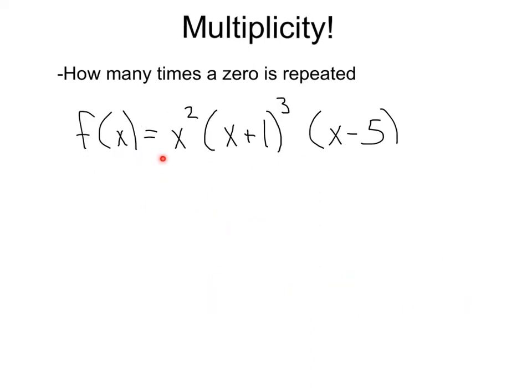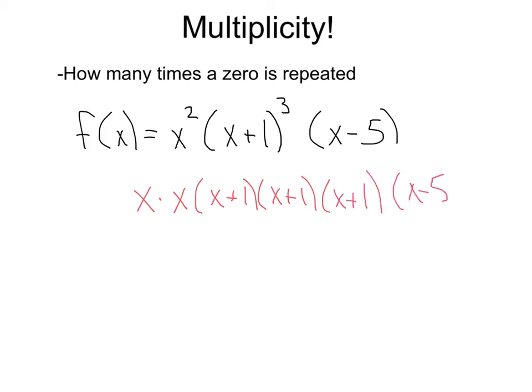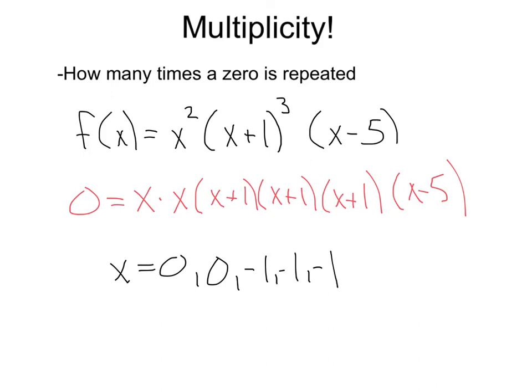Here we've got f of x equals x squared, x plus 1 cubed, and x minus 5. Think of if we rewrote this without exponents. Instead of x squared, we'd have x times x. Instead of x plus 1 cubed, we'd have x plus 1 times x plus 1 times x plus 1, and x minus 5. Now if we solved for each of these zeros, we'd get zeros at x equals 0 for this one, another 0 for that one. We'd have a negative 1, a negative 1, and a negative 1. And then for this one, we'd have a positive 5.